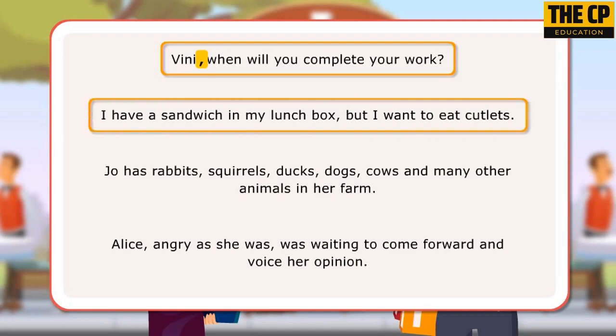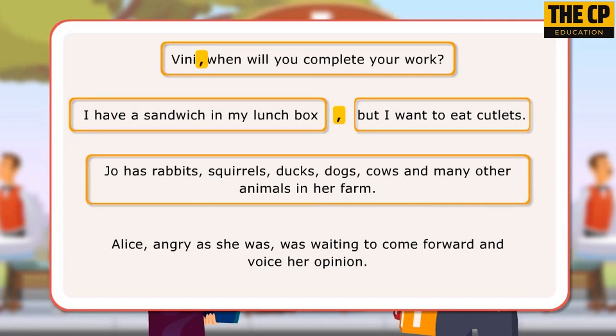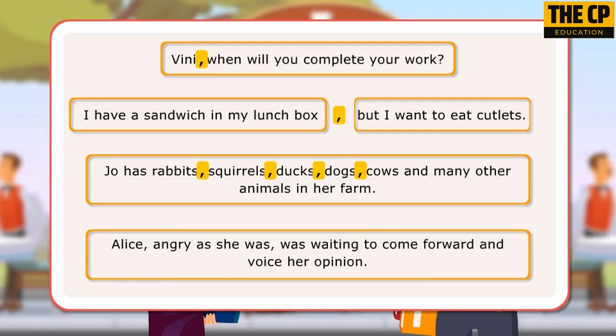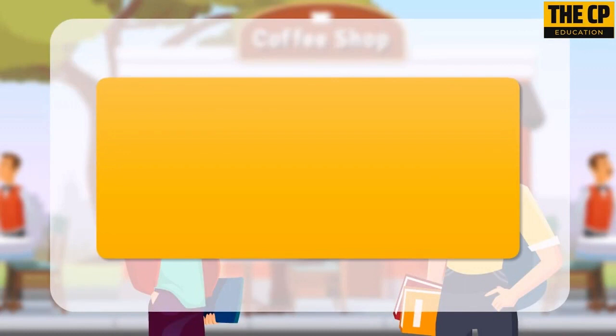In the next sentence, comma has been placed to separate two sentences joined by a coordinating conjunction. In the third sentence, commas have been placed to separate several things in a list. In the last sentence, commas have been placed to separate different parts of a sentence. Here are a few more examples of use of comma in a sentence.